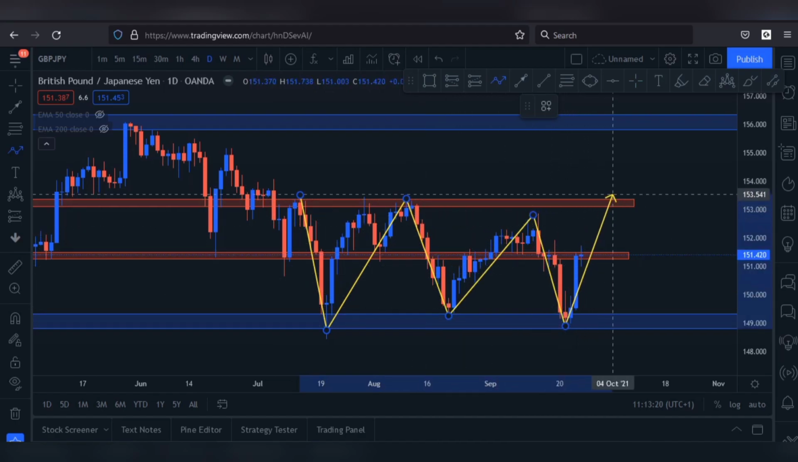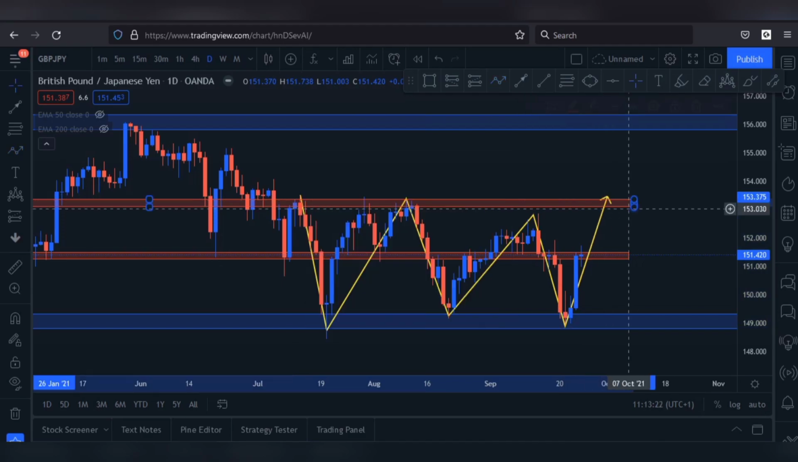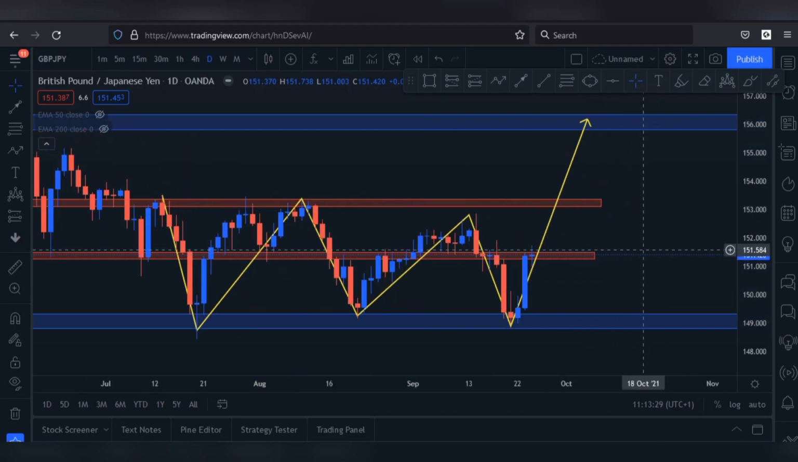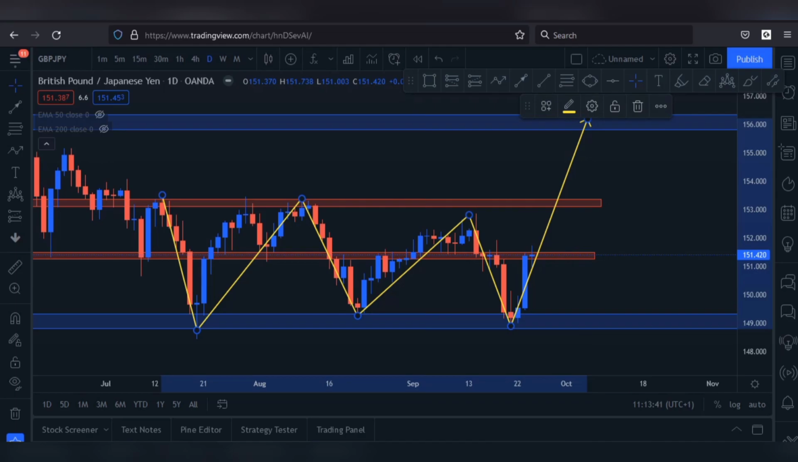Okay, so I'm expecting this move to continue all the way at least to this point here, and if there's a break of this level, then all the way to this level over there. Okay, and you can see the price formed this nice bullish reversal pattern and went all the way up to this resistance level.